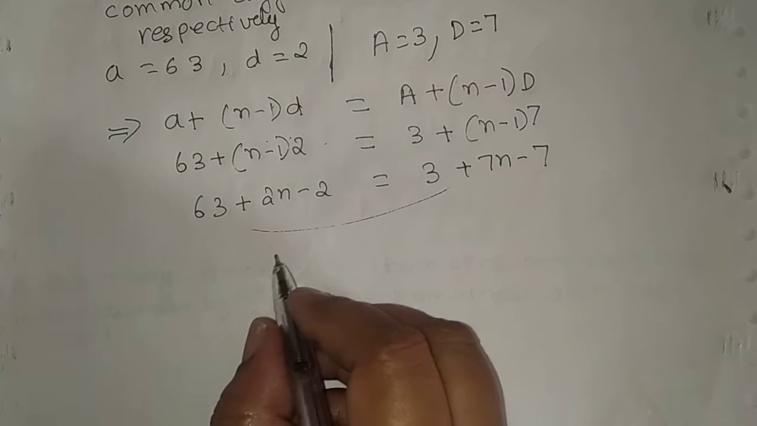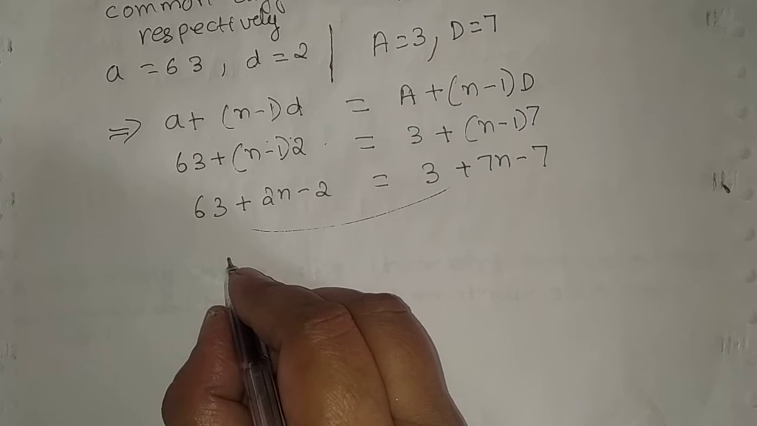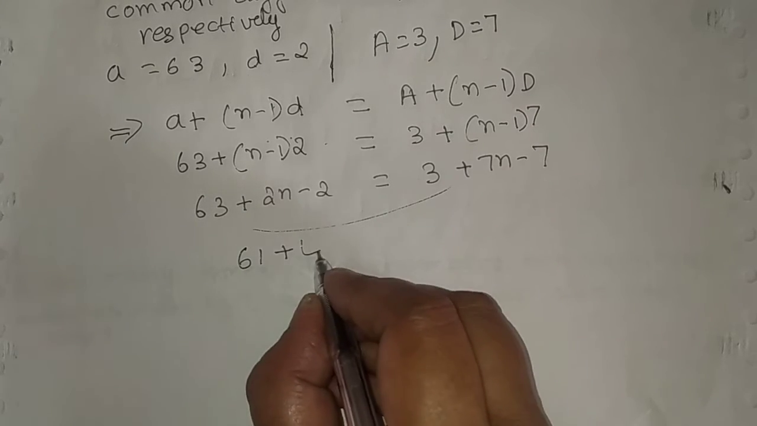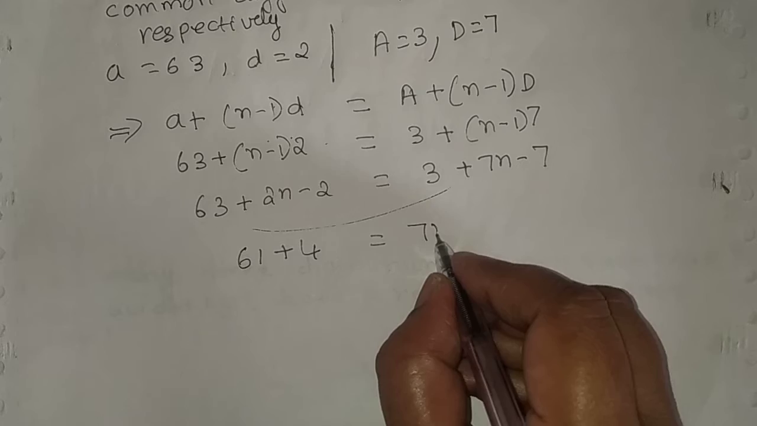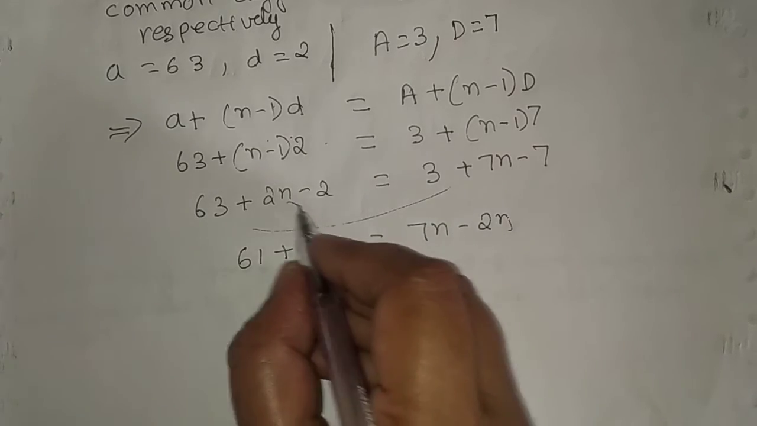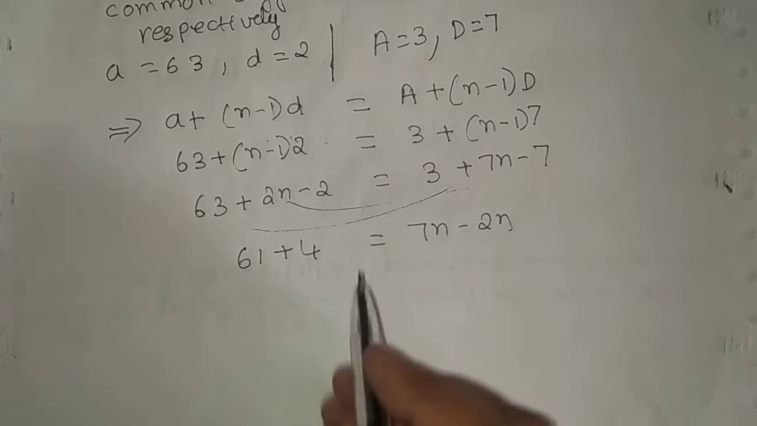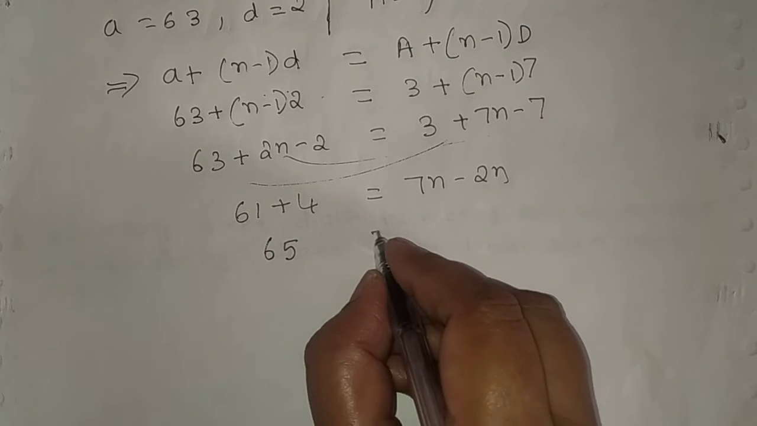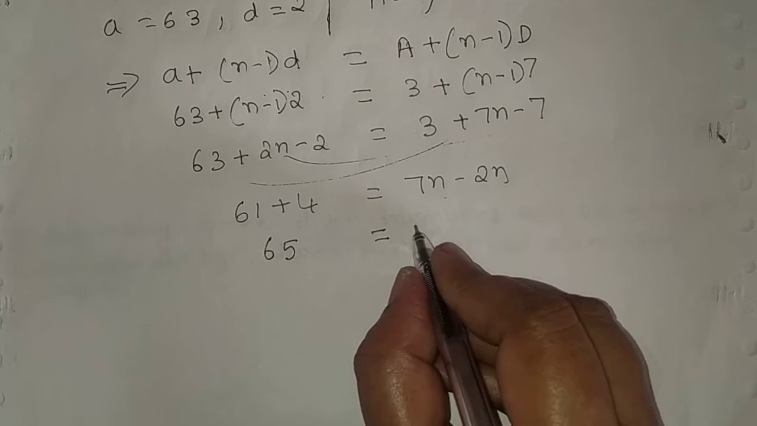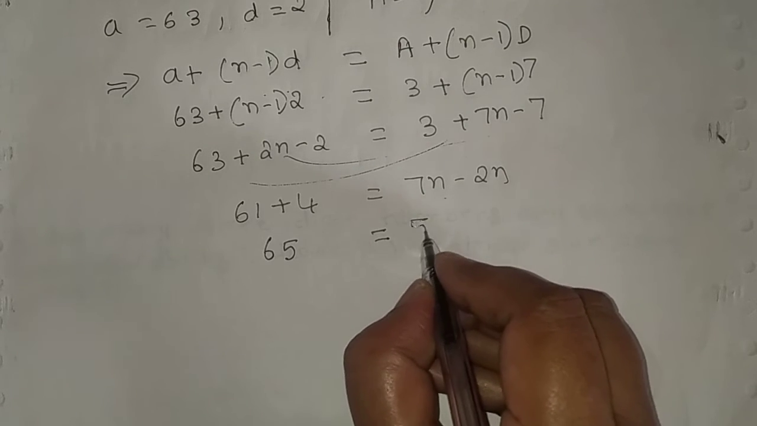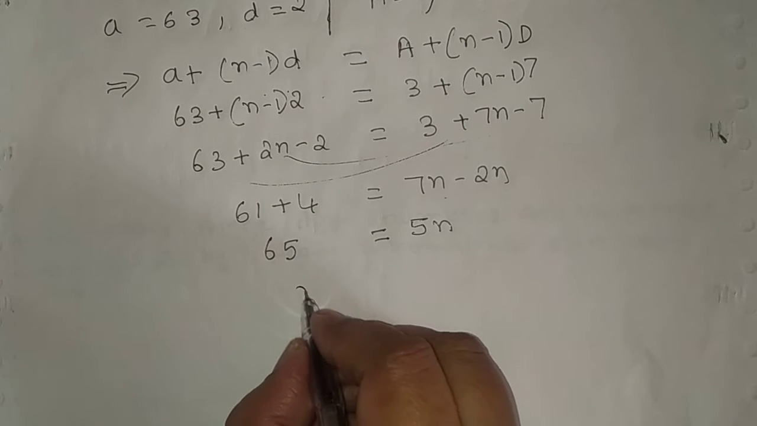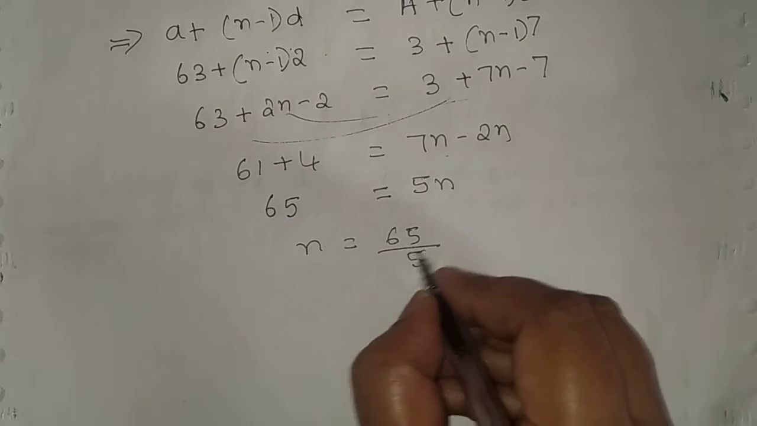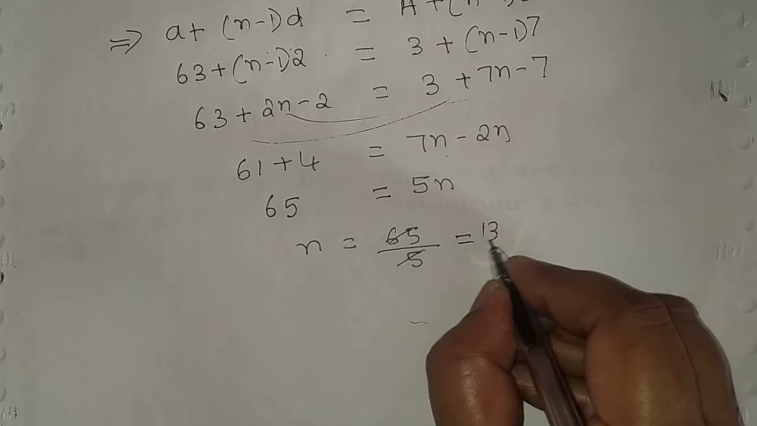So simplify this, we'll get 61 plus 4 is equal to 7n minus 2n. n bring to the other side, all the numbers to the one side. We'll get here 65 is equal to 7n minus 2n, which is 5n. Therefore n is equal to 65 by 5, which is equal to 13.